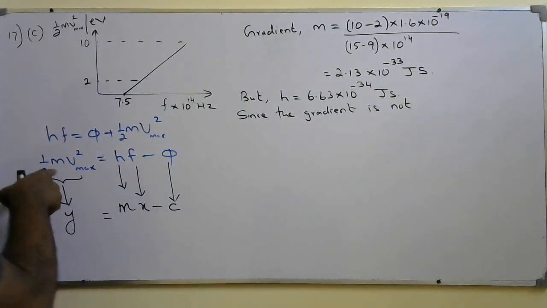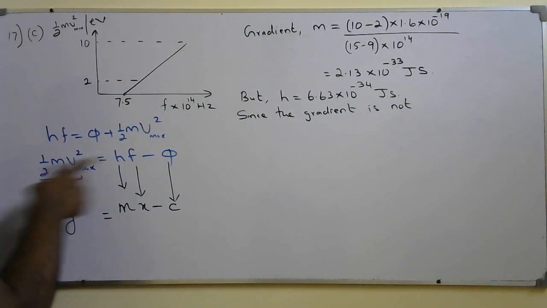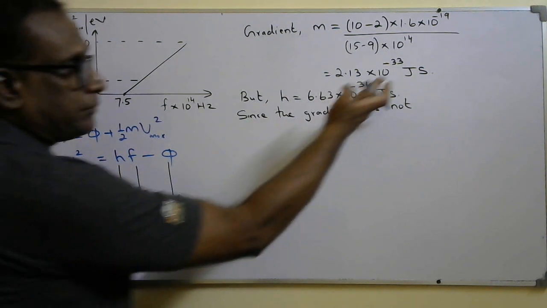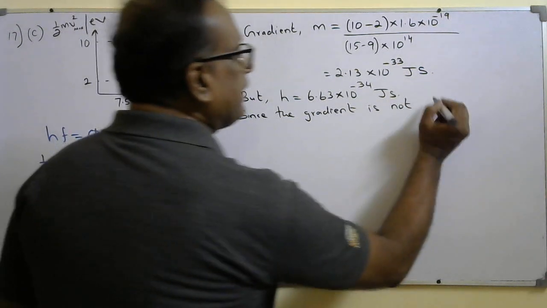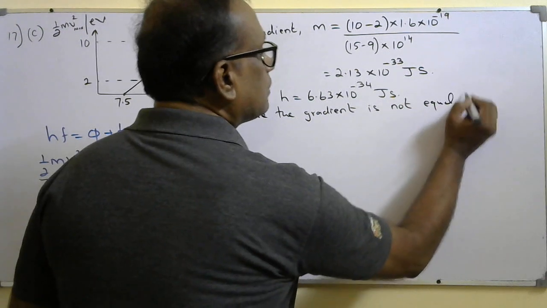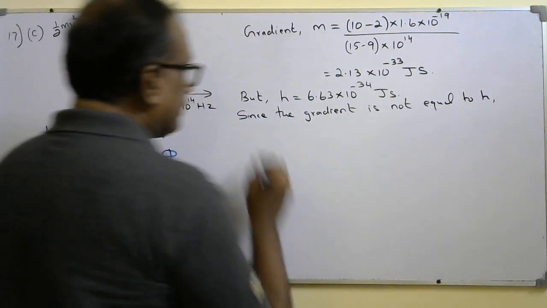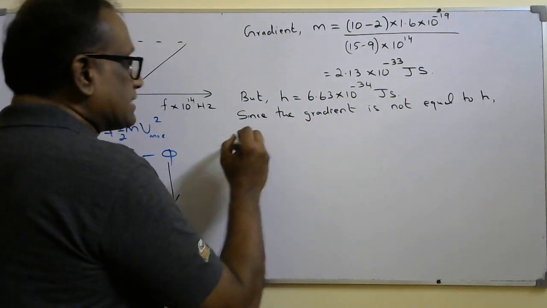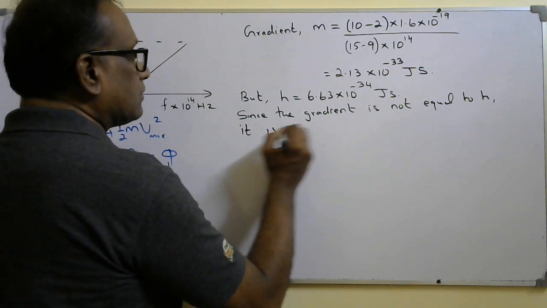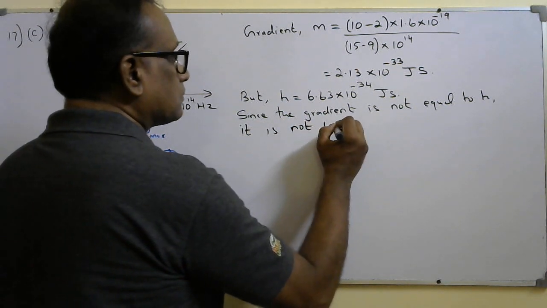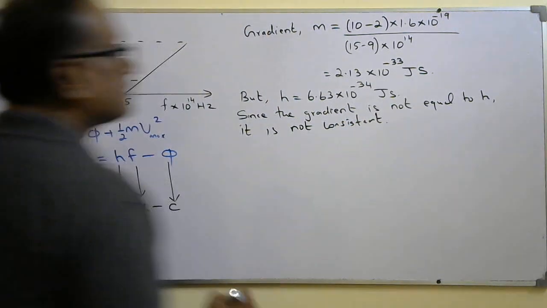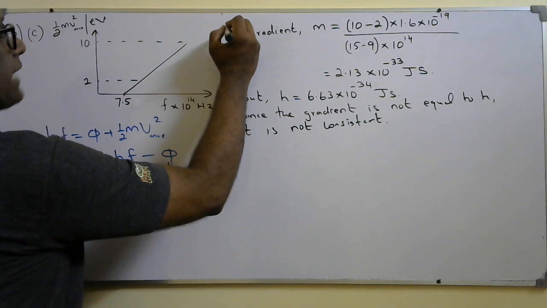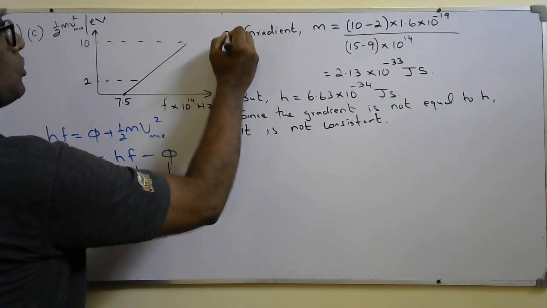When I plot a graph of half mv max squared against frequency, the gradient must be equal to the Planck constant, but I'm getting some other answer, so that means there's a mistake. Since the gradient is not equal to h, it is not consistent. That is the first reason. They have to show two reasons.